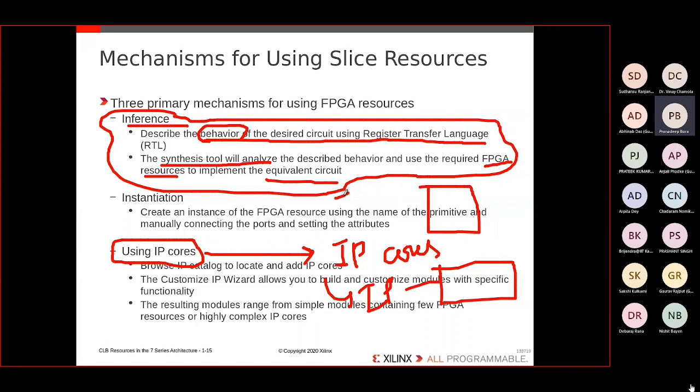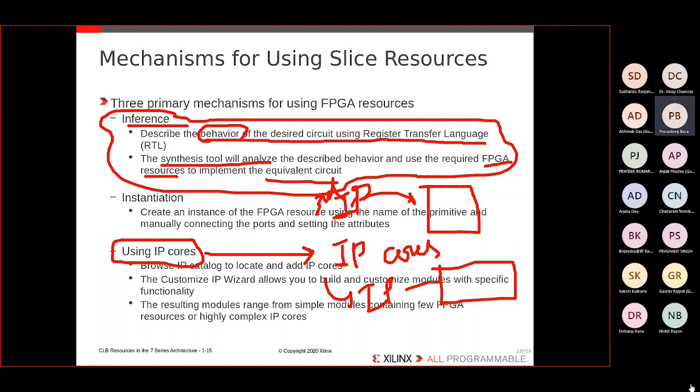Or I can buy third-party IPs and include them in my design, depending upon what licenses and flavors are available. So an IP core is an intellectual property core from the owner's side, right? Those IP cores I can use to implement my design faster.